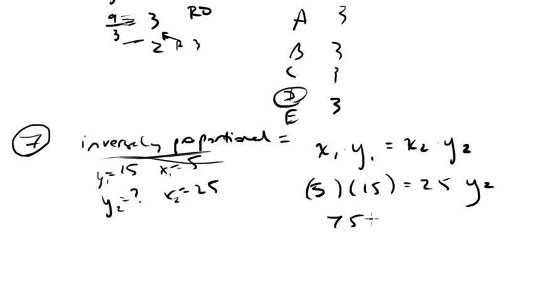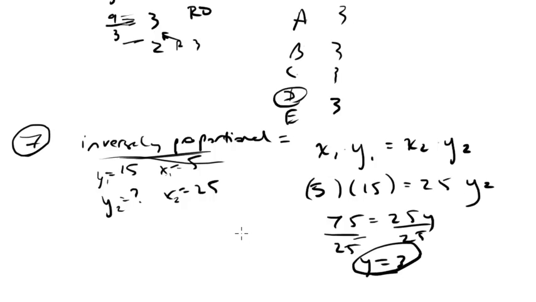So this is 75 equals 25y. Divide both sides by 25. We get y is 3, and that is choice C. So it's pretty much just memorizing a formula.